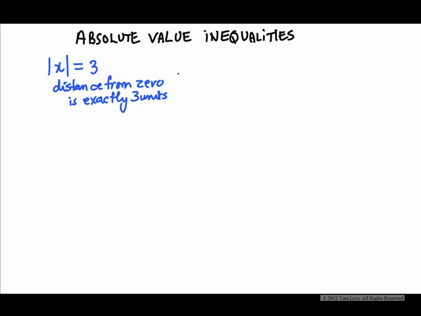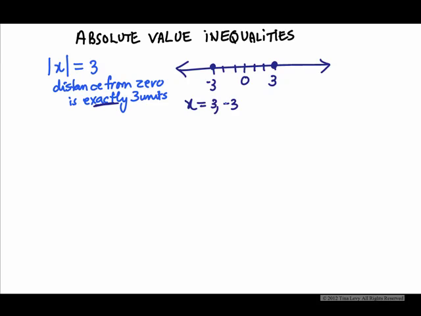If we're going to graph this, it means on the number line we have 0. If we go 1, 2, 3 units to the right, we're at the exact point of positive 3. 1, 2, 3 units to the left, and we're at the exact point of negative 3. So when the distance from 0 is exactly 3 units, we get two values, positive 3 and negative 3.